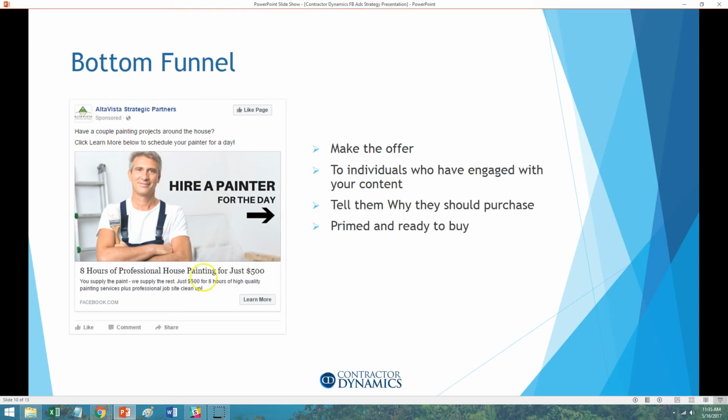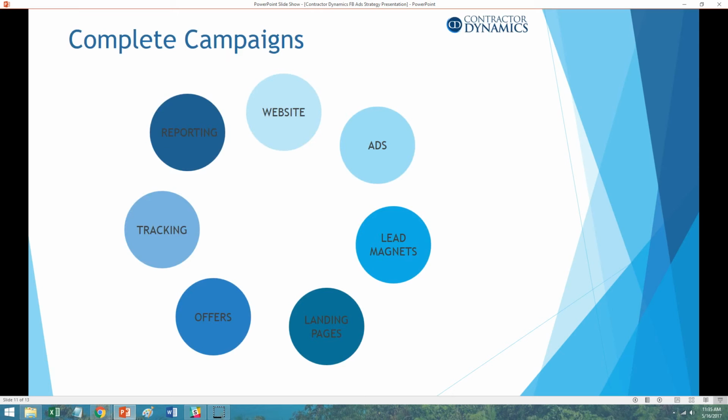How many people are really going to be interested and ready to hire a house painting contractor for a day? Not that many. You'll probably be wasting a lot of money. So you want to really pinpoint this ad and serve it to people who are interested in the services that you offer. So what it comes down to is kind of putting everything together.